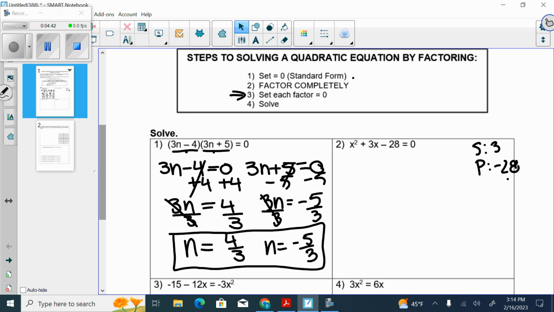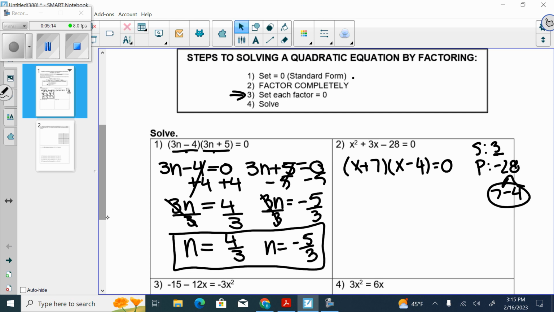Seven and 4. And since it's negative 28, one of those has to be a negative, right? I need it to add to give me positive 3. So which one do I want to be the negative? The 4, very good. So those are my picks. So I'm going to have x plus 7 and x minus 4 equals 0. So we've done step number 2, which is factor.